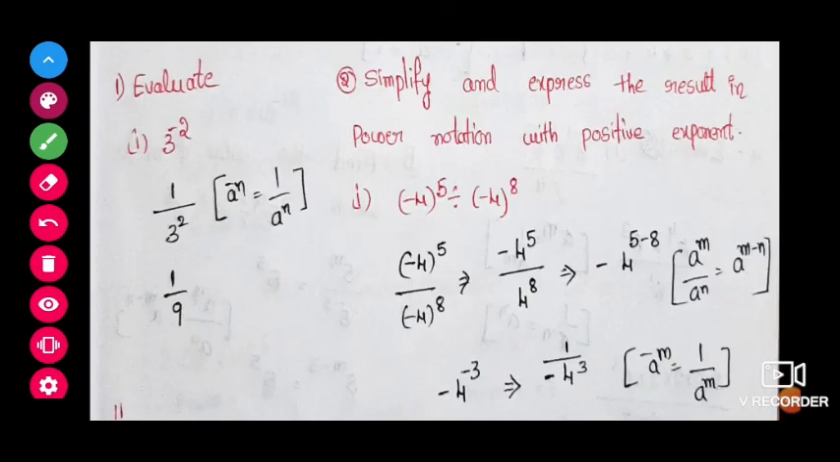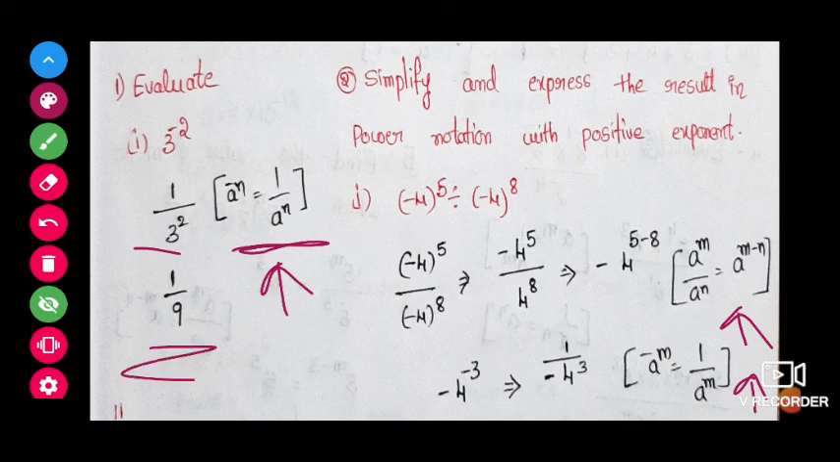Here, the first one: evaluate 3 to the power minus 2. I already discussed the same example with you, no? First we have to convert it into a positive exponent. After converting, we get 1 by 3 square. Here is the identity which I used. Each and everywhere I mentioned it, children, so please go through it very clearly. Now 1 by 3 square means 1 by 3 into 3. 3 square is nothing but 3 into 3, it's 9.